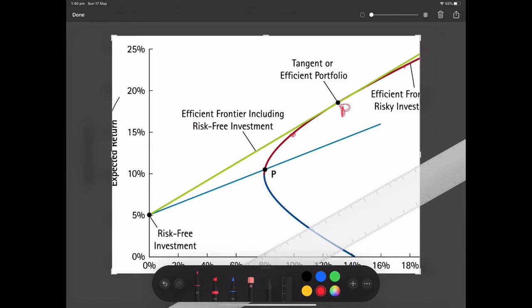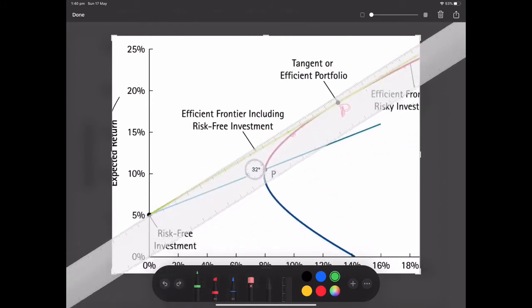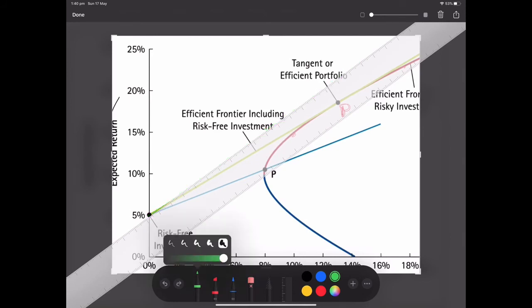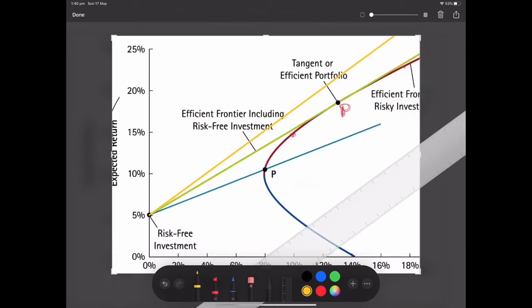Because let's just say, can I invest in this line over here? Let me just change the weight. I'm just randomly drawing one. Bear with me. Okay, let's just call it yellow. Why don't I just invest along this line? Why not? Investing this long line over here? Well, because that's not possible.